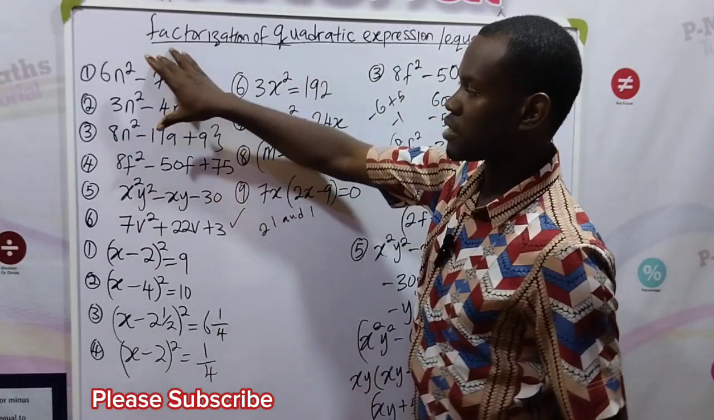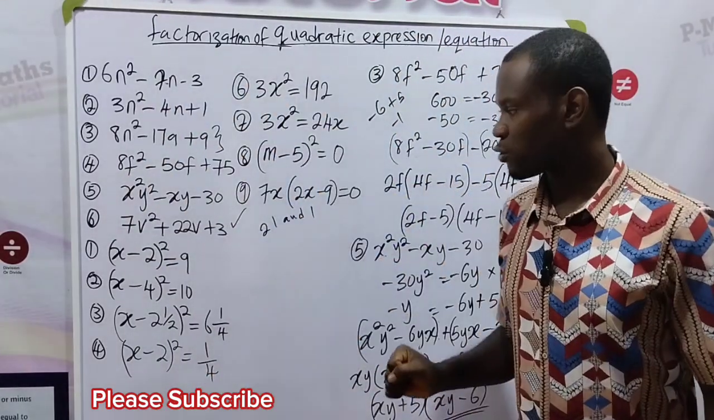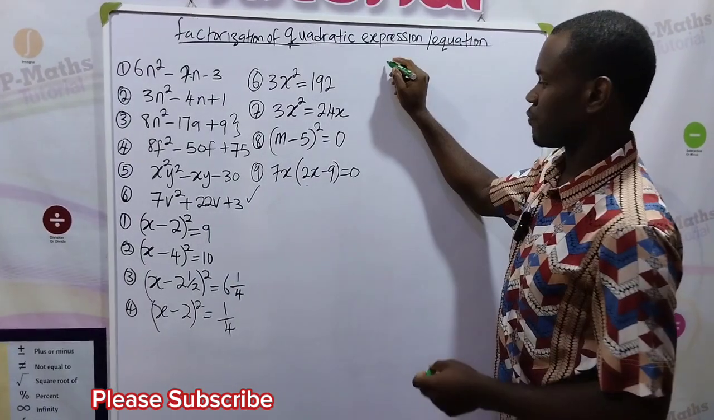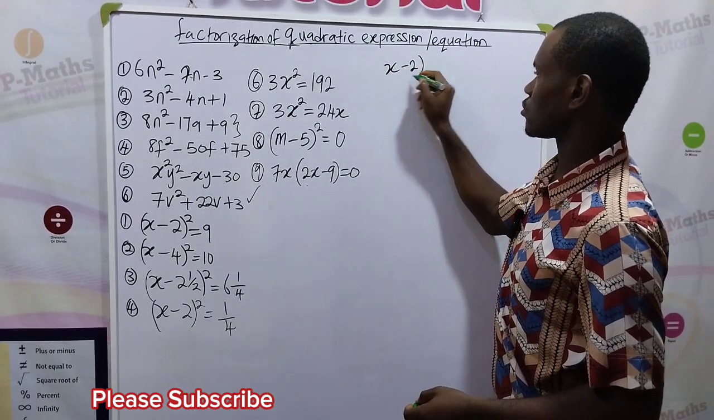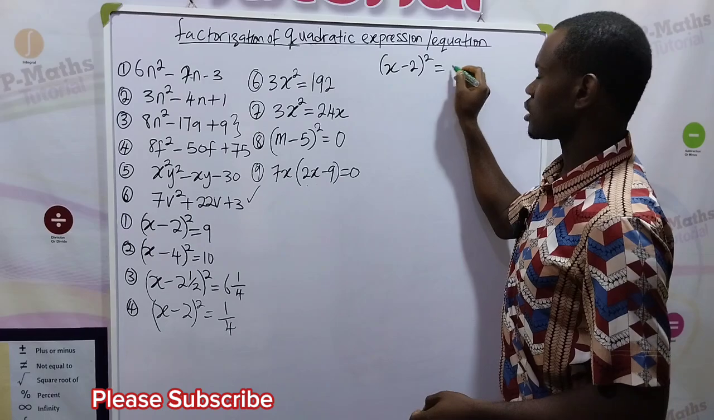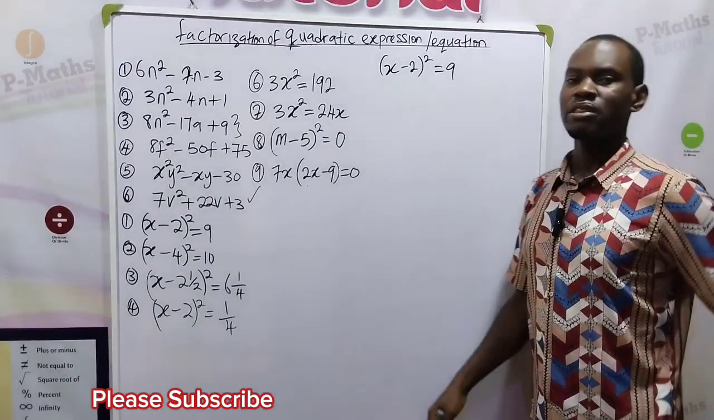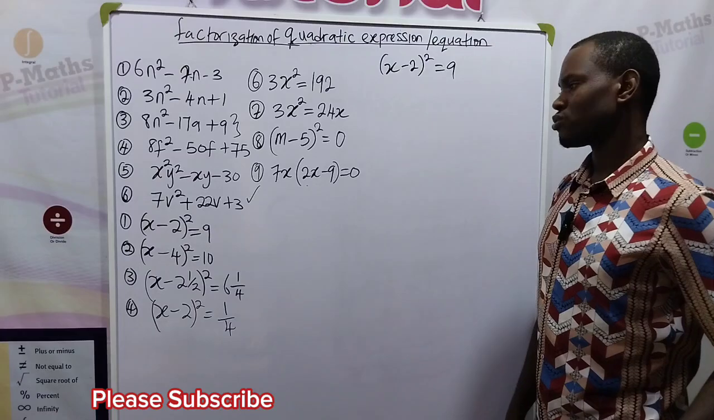We have been dealing with the expressions. Now we are moving over to the equations. All right, so let's solve the first one. We have x minus 2 raised to the power of 2 equals to 9. So how do we solve quadratic equation like this? Now let me show you the mistake that many students do.